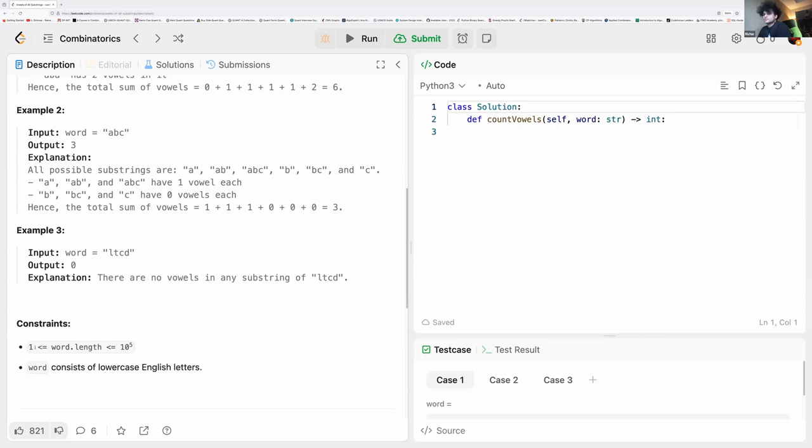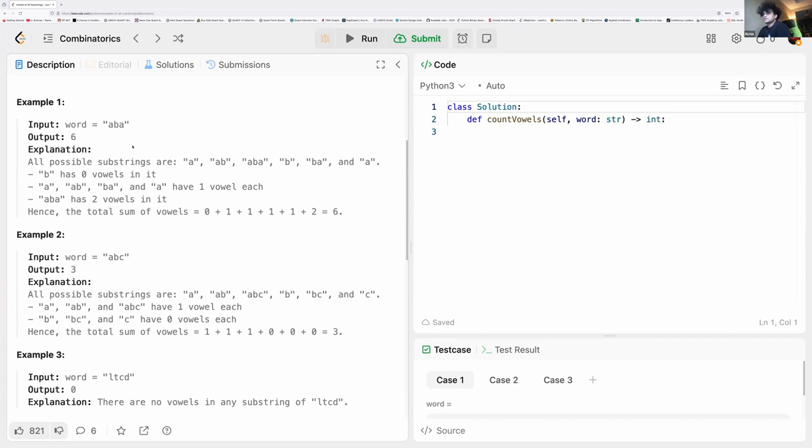Okay, and some constraints. The length of word is between 1 and 10 to the power of 5, and it only has English letters. All right, so let's look at this first test case right here, ABBA. Here are the possible substrings. I have A, I have AB, I have ABA, I have B, I have BA, and I have A itself.